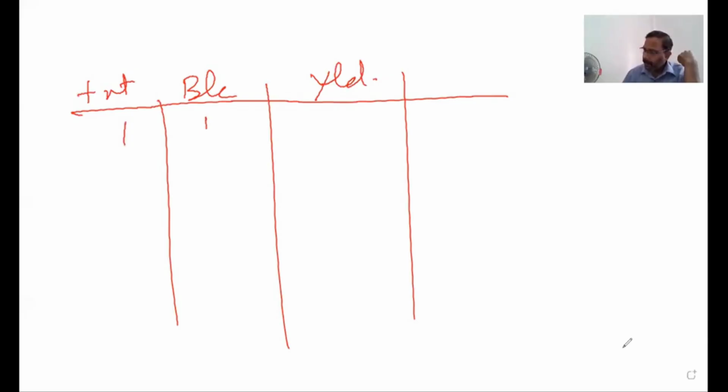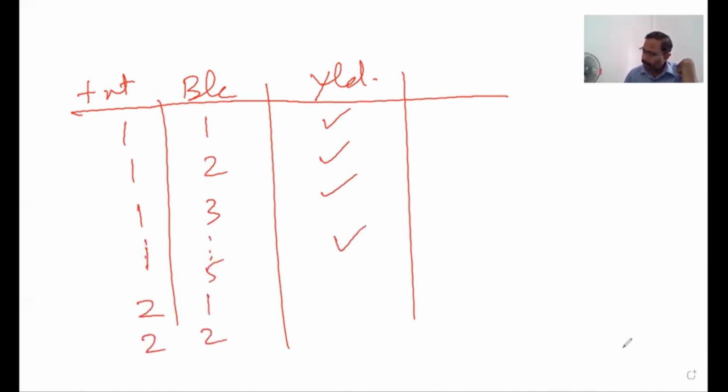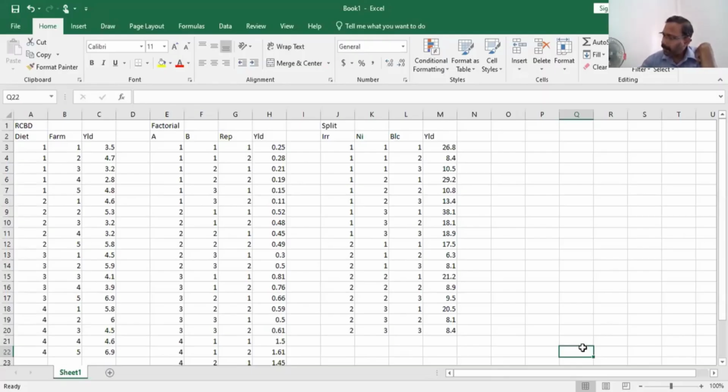First treatment, first block, milk yield. First treatment, second block, yield. First treatment, third block, yield. Likewise, for first treatment, fifth block, yield. Then second treatment, first block. Second treatment, second block. So likewise, you can enter into the data. Without wasting your time, you can enter. You have already the data. I have already entered the data in an Excel sheet. I'm going to use that because we are spending a lot of time.